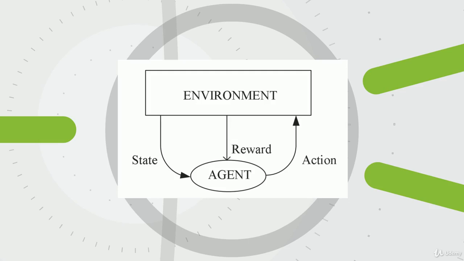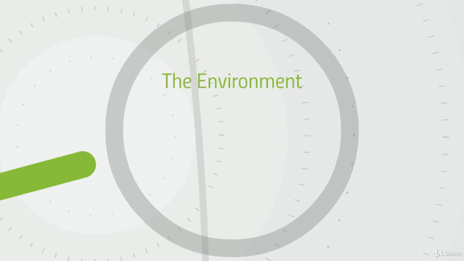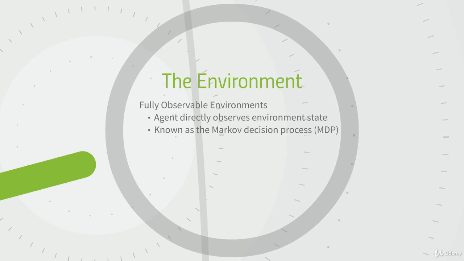So this is the general setup. These are the elements of reinforcement learning. Let's dive into the environment in a little bit more detail. The environment can really have two different scenarios. We can have fully observable environments. This is when the agent directly observes the environment state, and this is known as the Markov decision process, or MDP.